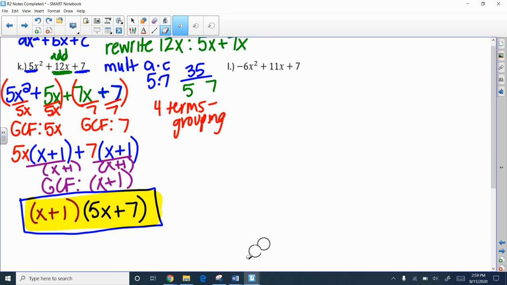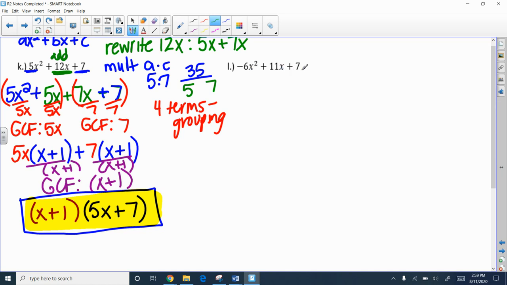So example L, write down example L. The polynomial we're trying to factor is negative 6x squared plus 11x plus 7. There are two ways we can start this problem. If we're using the factor tree, the first thing is a GCF.